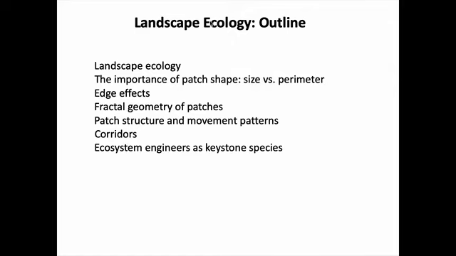So we will cover then what we consider to be landscape ecology. We'll talk about something that we haven't talked about yet, which is shape. The shape of a patch and edge effects, and these two things are related. We'll talk about the kind of gold standard for understanding patch shape, which is fractal geometry. And then we'll look at patch structure and movement patterns, corridors, and ecosystem engineers in landscapes. Remember, we talked about keystone species often being top predators. Here we're going to focus on things like beavers and elephants and how they alter landscapes.